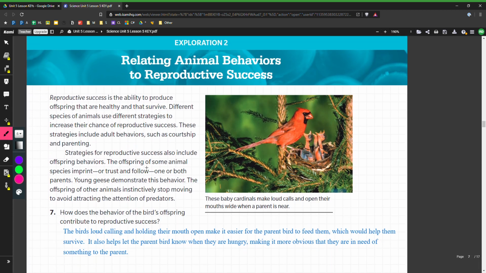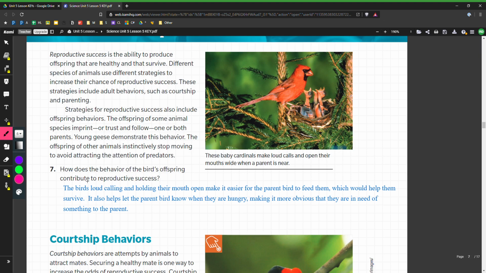Okay, exploration 2. We're talking about reproductive success in regards to animal behaviors. So how does the behavior of the bird's offspring contribute to reproductive success? I'm sure many of you have seen videos where baby birds are just crying out constantly. The baby birds having that behavior means the parent can hear them. They know that they're hungry. They know that they need something. It's just like a human baby, right? A lot of times people say if you have a human baby and it's crying, it's hungry, it wants to be held, or it needs to be changed, because there's really not that many things that could be going wrong with it. But the fact that they're upset tells you something needs to be done.